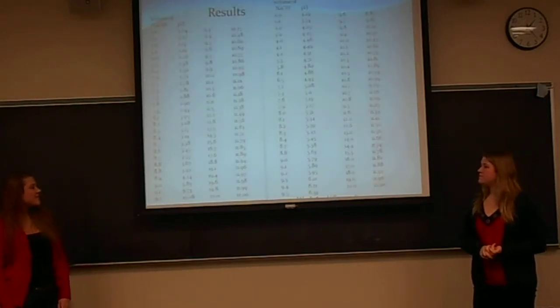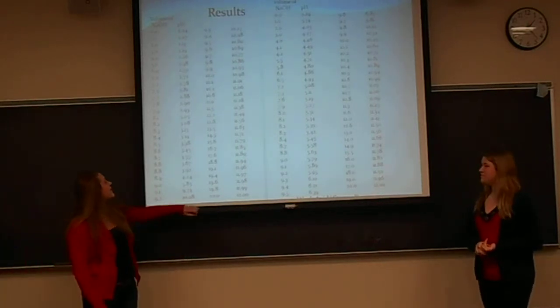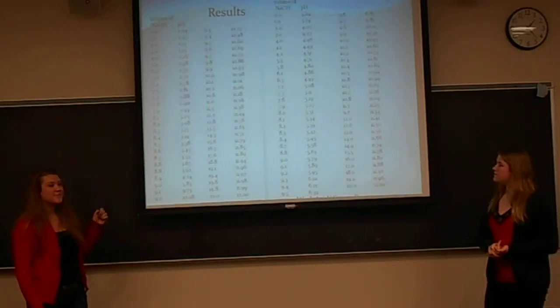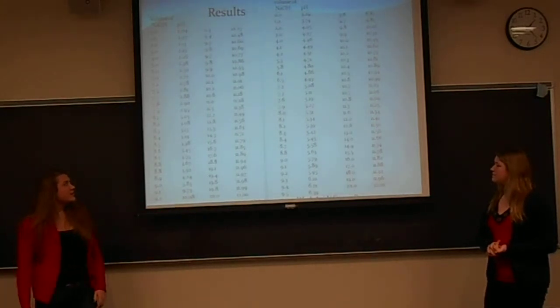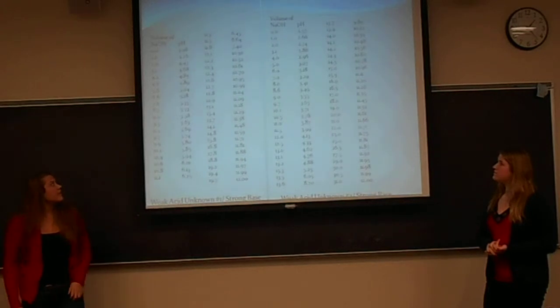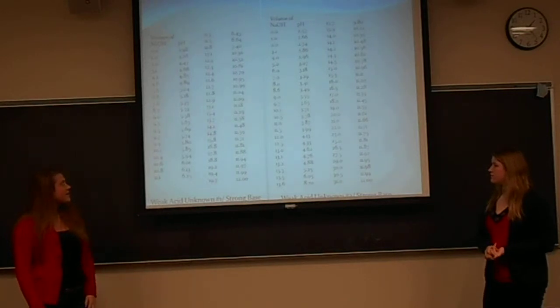Here are some of our results. As you can see, you don't need to look at all of the numbers, but in the end of these, it ended up with 20 milliliters of the NaOH required for both of them. And that's the strong acid, strong base, and the weak acid, strong base. And here, the results are different. That is the first unknown acid, and that is the second unknown acid.